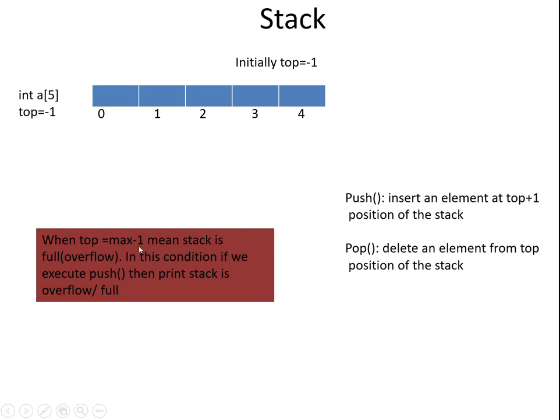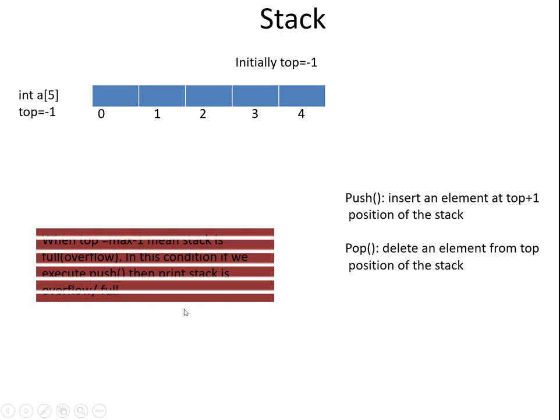When top is equal to maximum minus 1, it means the stack is overflow. The maximum number is 5, so 5 minus 1 means 4, and as the index starts from 0, 5 minus 1 is the last position. That's why in this position the stack cannot take any more elements. This condition is known as the stack overflow condition. If we execute the push operation here, it will print overflow, or the stack is full.